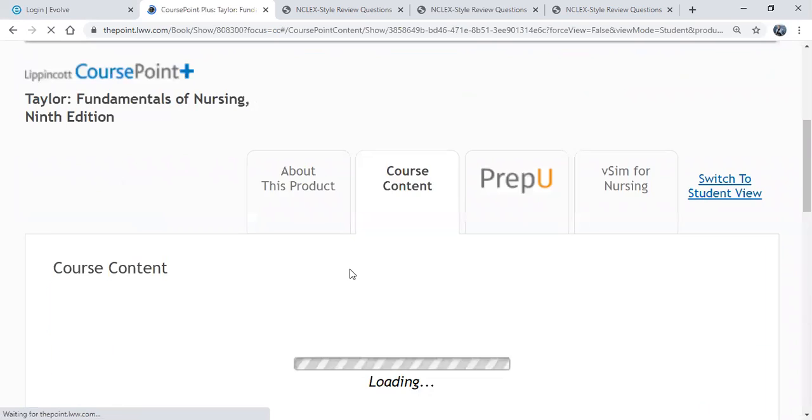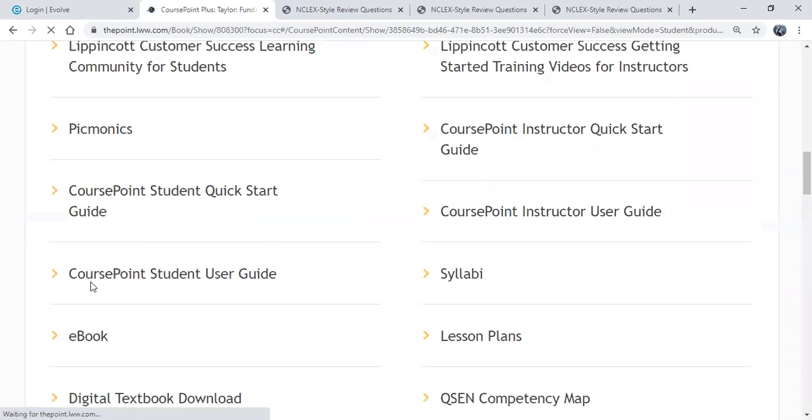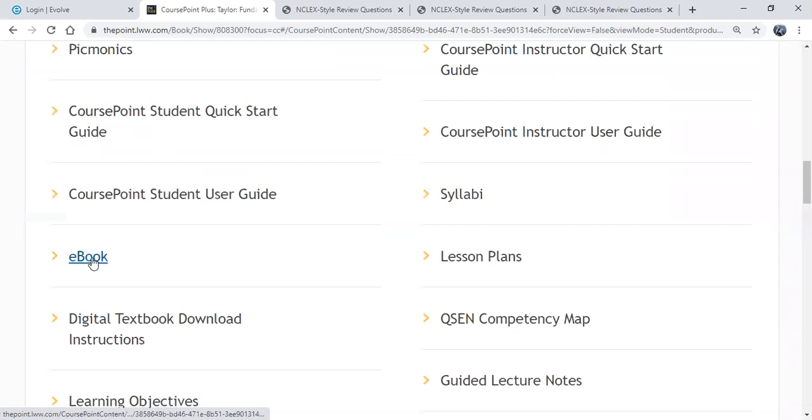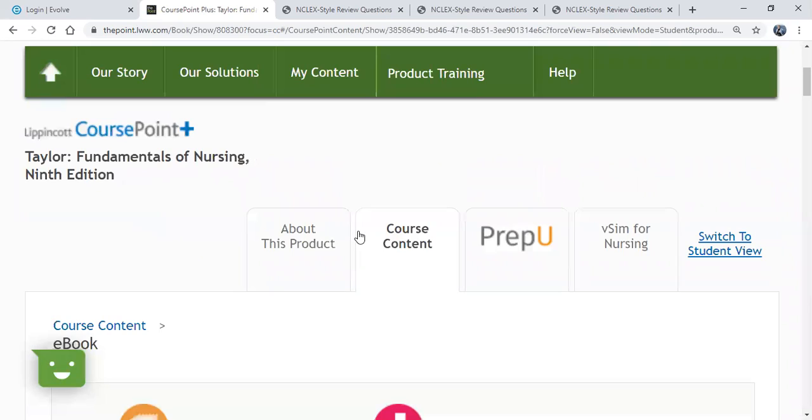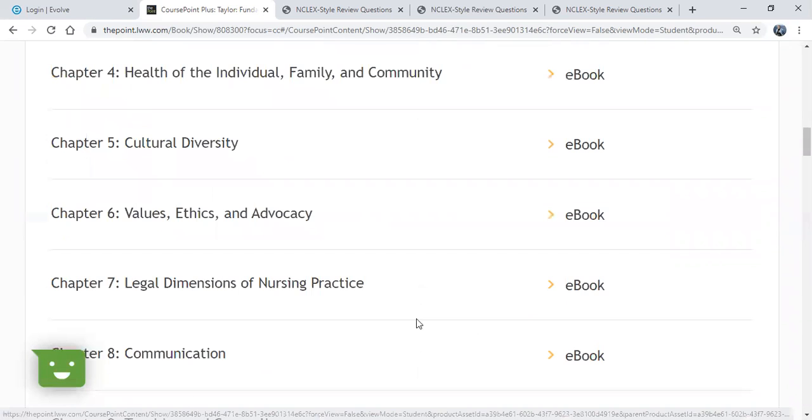You have an ebook here. When you open up your ebook, let's say you're doing questions from chapter 7. So open up your ebook, chapter 7. You want to register these books on here anyway, because then you'll have them for life.